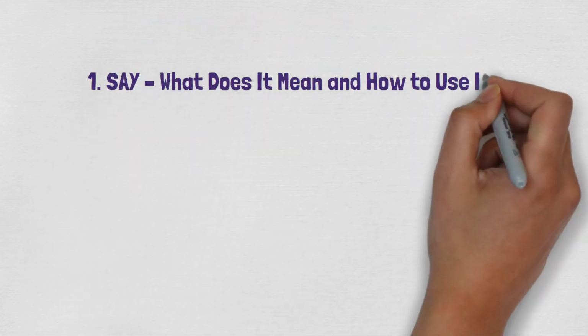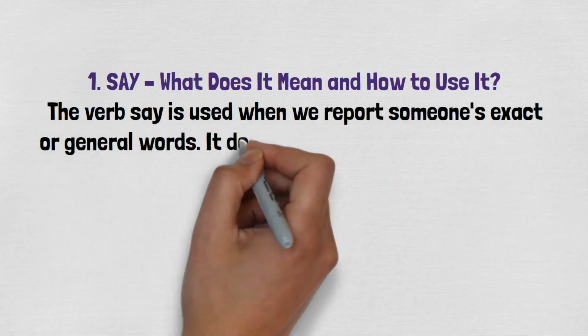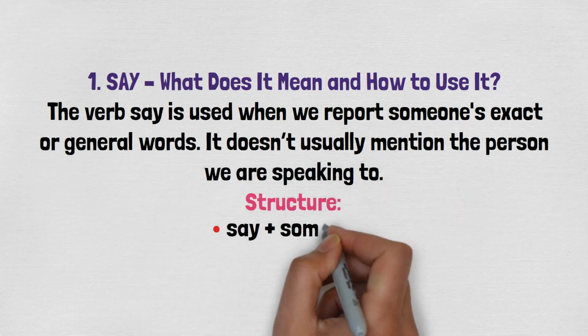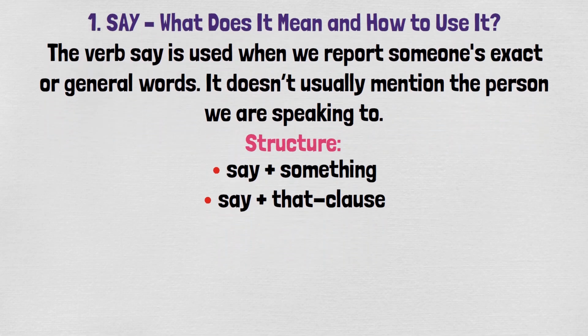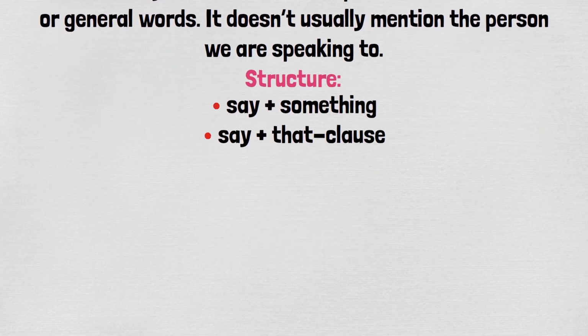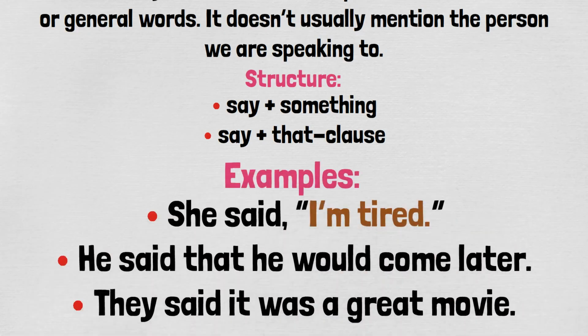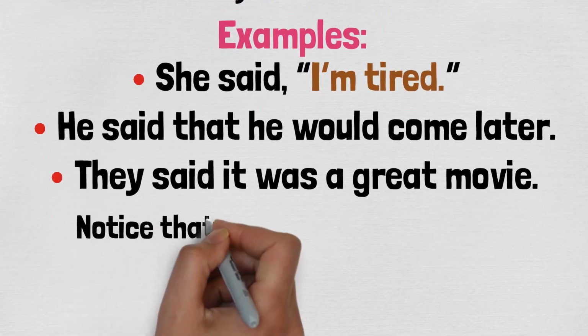1. Say. What does it mean and how to use it? The verb say is used when we report someone's exact or general words. It doesn't usually mention the person we are speaking to. Structure: say plus something. Say plus that clause. Examples: she said, "I'm tired." He said that he would come later. They said it was a great movie.